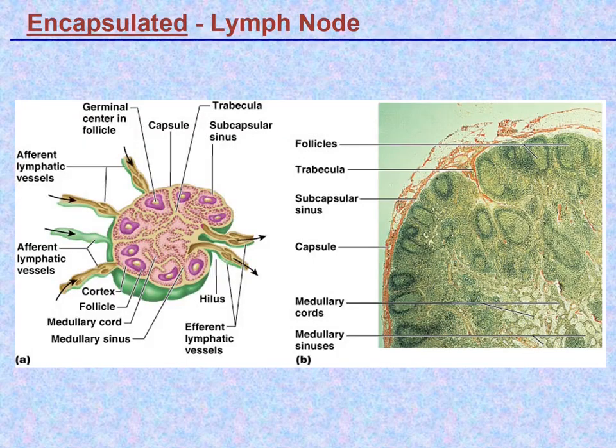This is a lymph node. It's an encapsulated lymphoid organ. It has a connective tissue capsule around it. You can see here on the diagram, that's all connective tissue capsule right there.